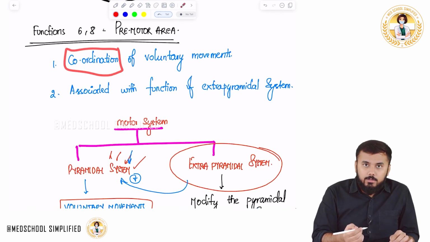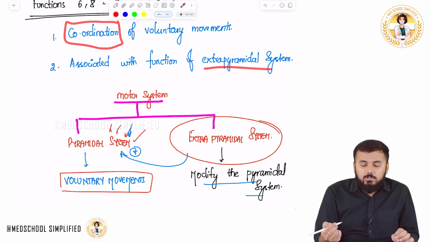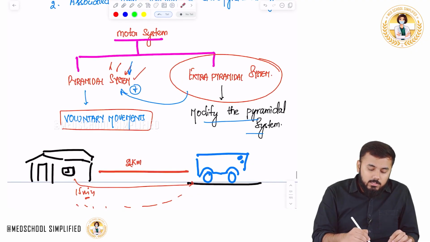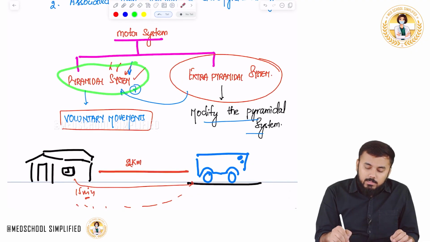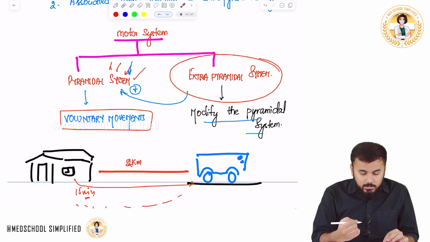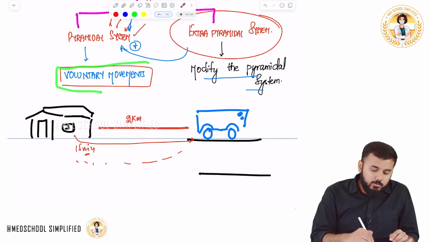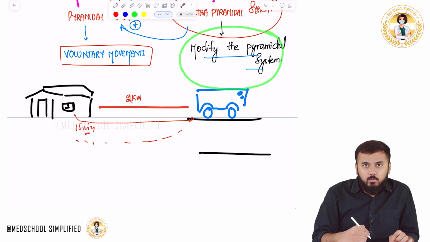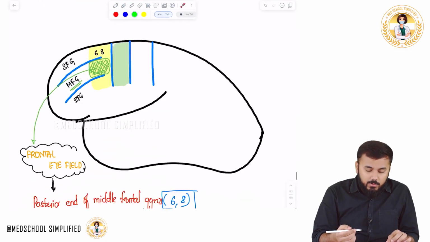Coordination is a very important term. Next, it is associated with the functions of the extrapyramidal system. Extrapyramidal system, in the sense, the motor system is divided into two. One is called the pyramidal system, another one is called the extrapyramidal system. Pyramidal system is responsible for the voluntary movements, whereas extrapyramidal system modifies the voluntary movements. So I told you what the example is over here.